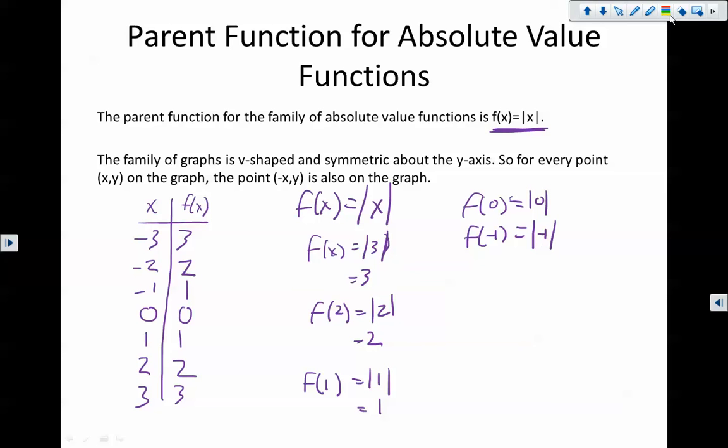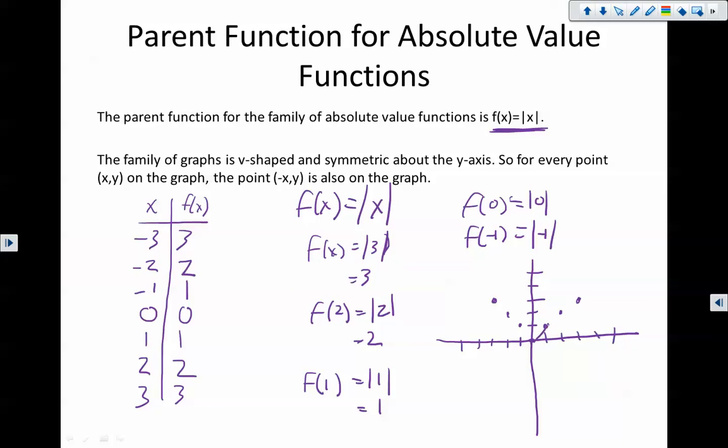So when I plug in points, I get a much different looking graph than a straight line. If this were a straight line where f of x equals x, when I plugged in the negative numbers, I would continue to go down. But every time I plug in a negative number, it's being changed to positive because of the absolute value. So my points here are (-3, 3), (-2, 2), (-1, 1), (0, 0), (1, 1), (2, 2), (3, 3).